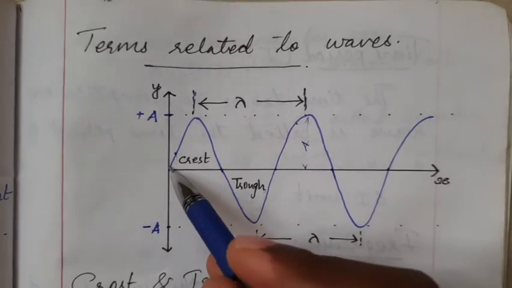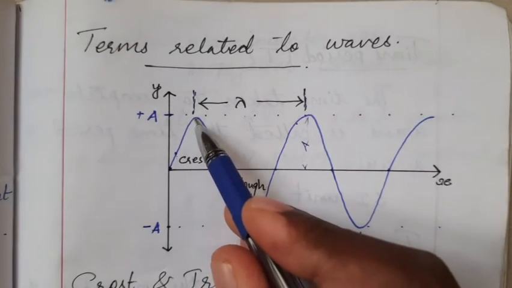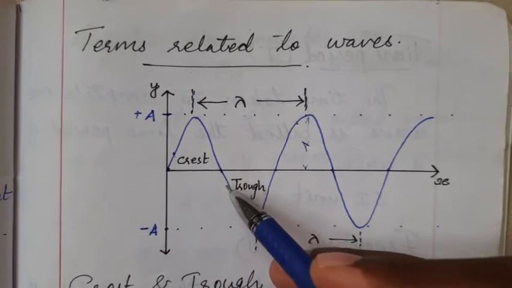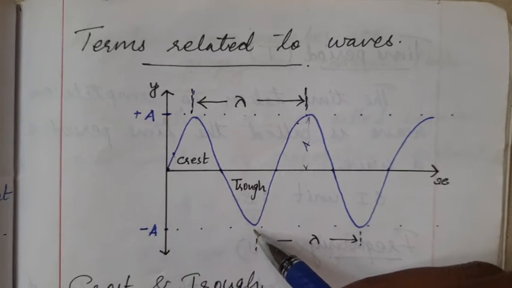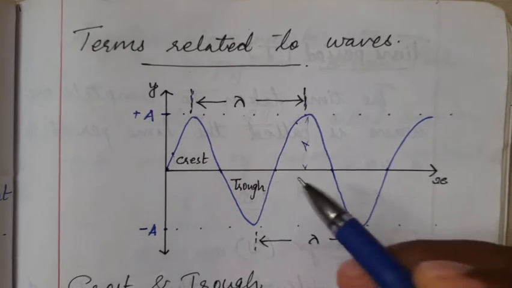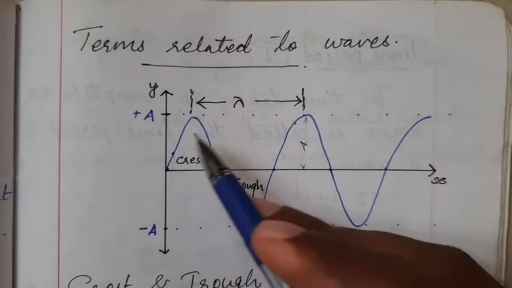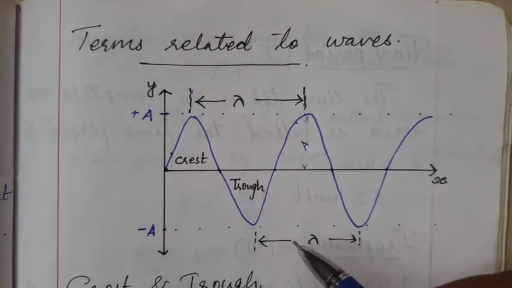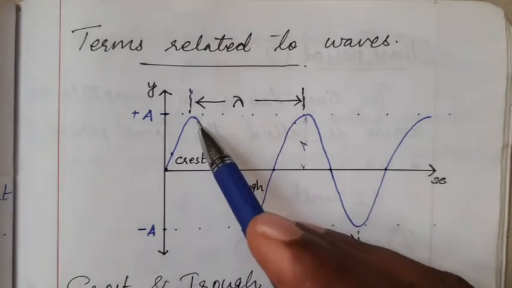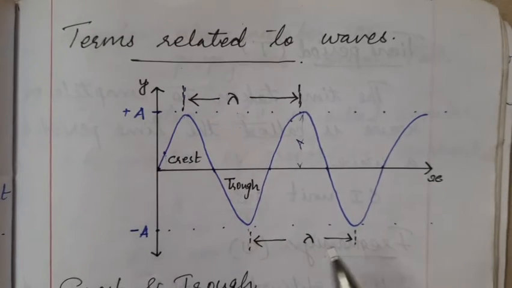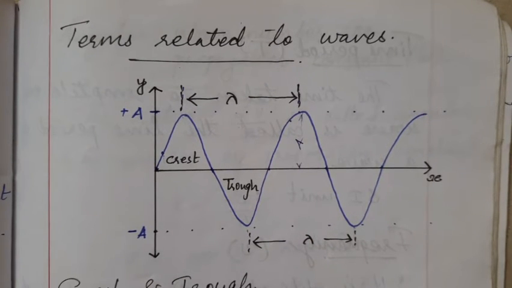Suppose a wave starts from here and goes to a height, where the particle reaches the maximum height. It reaches the maximum height in the opposite direction, and comes to the average or mean position. This is known as the mean position. This length from here to here is known as wavelength. It will also be equal to the distance between two crests, or the distance between two troughs. This wavelength is also expressed in meters.